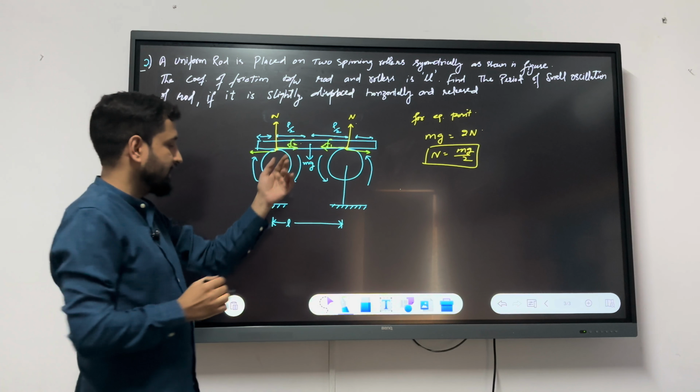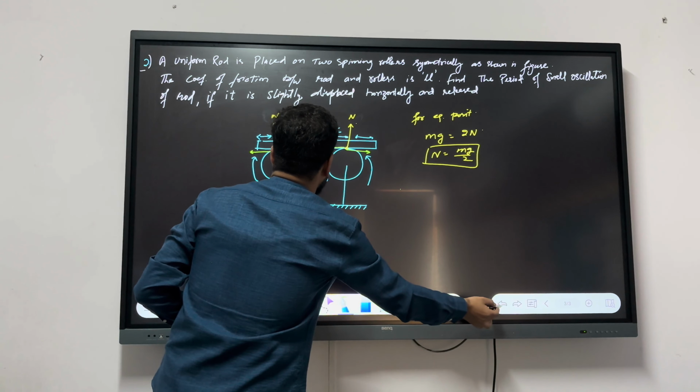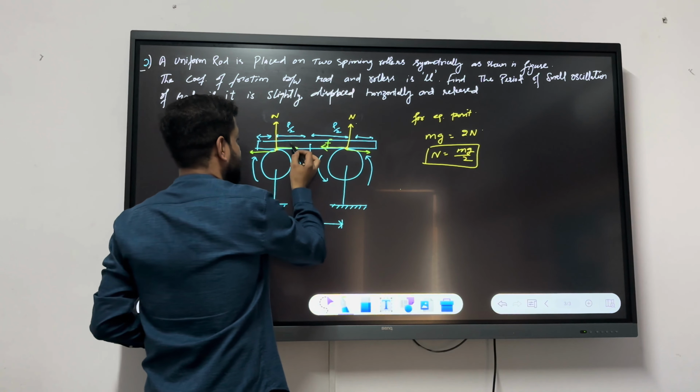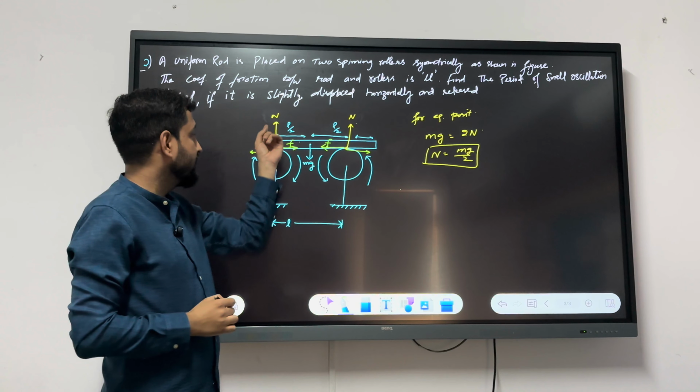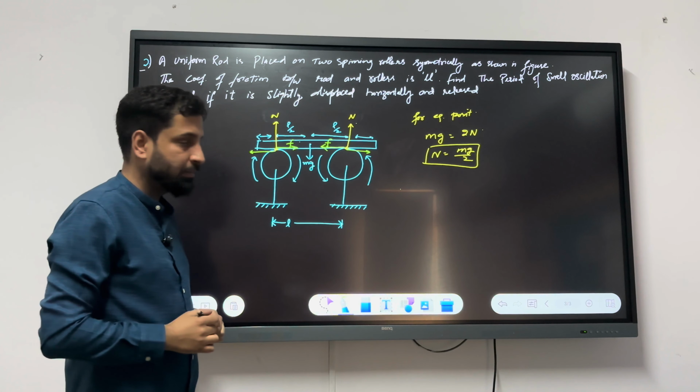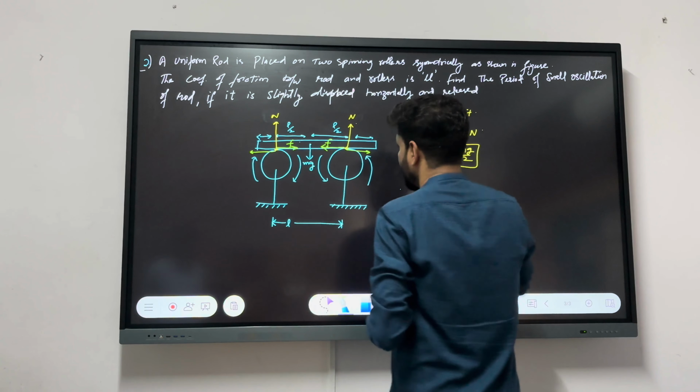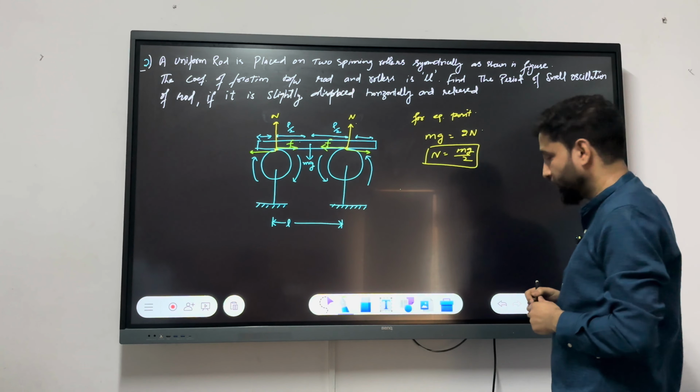And in this case it is again the same here. If this is symmetric, then this F will be equal to this F. Why? Because we know force is equal to mu times N. Here N and here N are the same, so the friction will again be the same. But our question is, we are displacing this rod. So what will happen now?